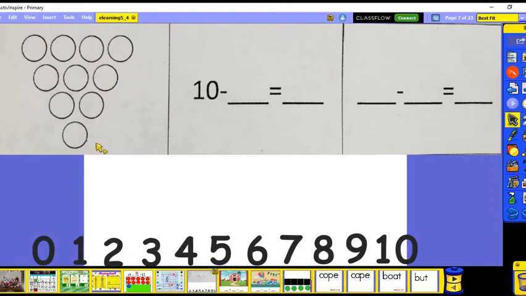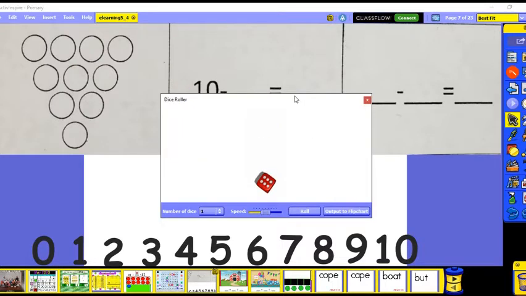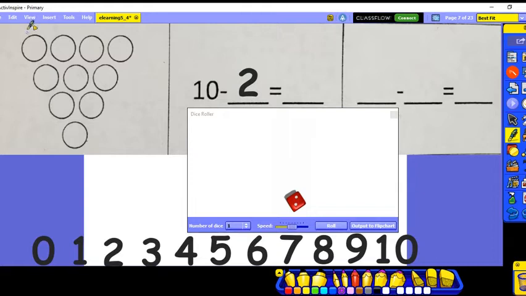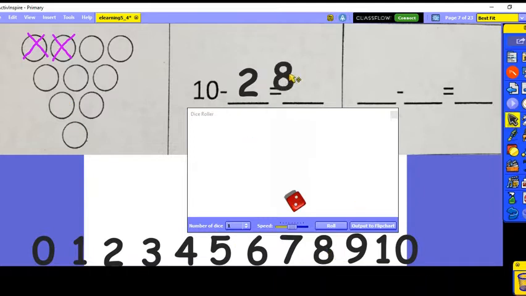So here are bowling pins right here, and we're starting with 10 bowling pins. We're going to roll a dice to see how many we take away. Remember, when we subtract, our answer gets smaller. The answer when we subtract is called the difference. So let's see how many we're going to take away. 2. Okay, so we're going to take 2 away the first time. So 1, 2. Now 10 minus 2, 1, 2, 3, 4, 5, 6, 7, 8. 10 minus 2 equals 8.